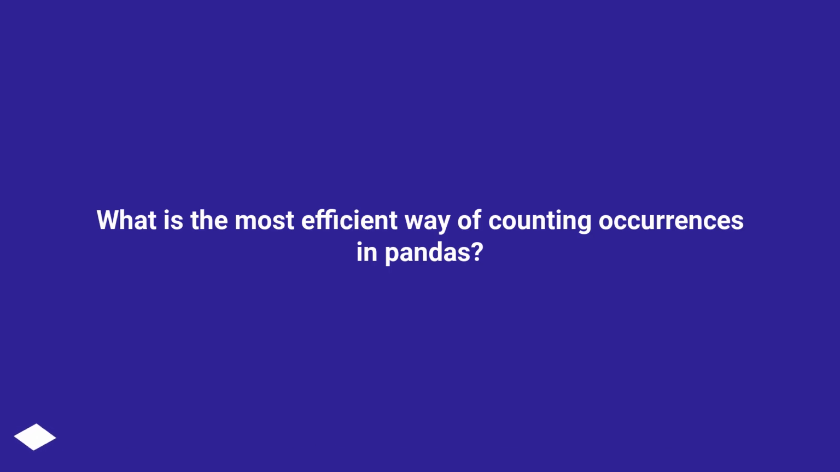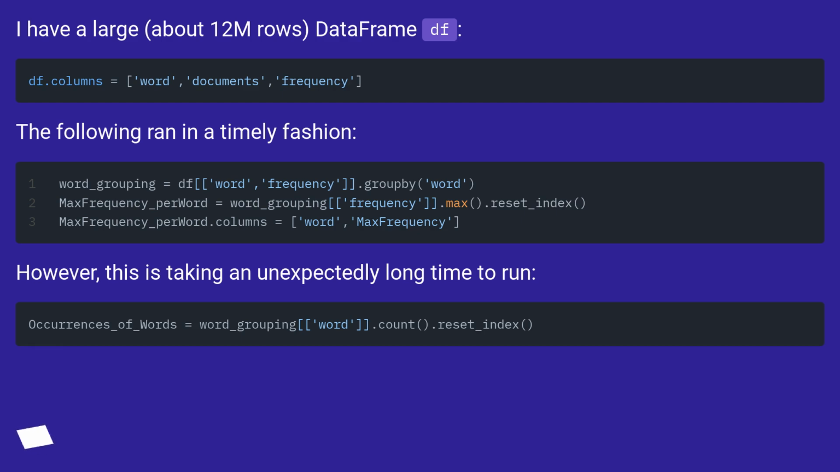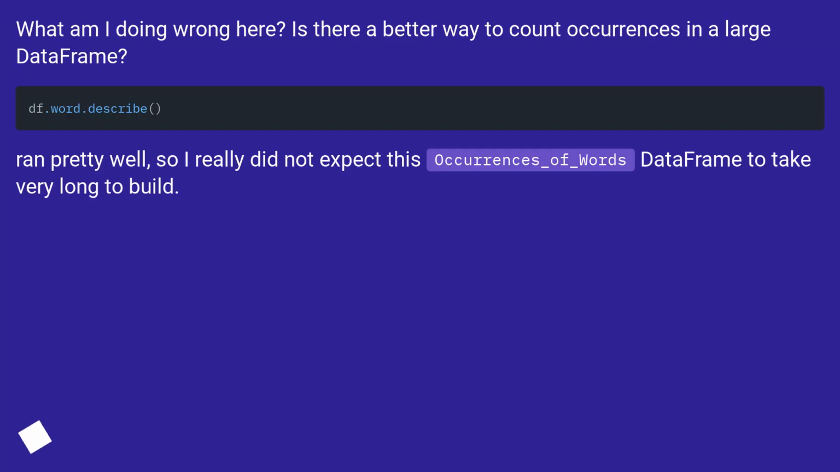What is the most efficient way of counting occurrences in pandas? I have a large, about 12 million rows, data frame df. The following ran in a timely fashion. However, this is taking an unexpectedly long time to run. What am I doing wrong here? Is there a better way to count occurrences in a large data frame?